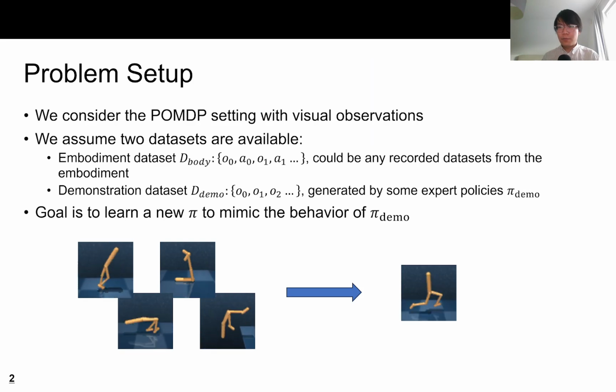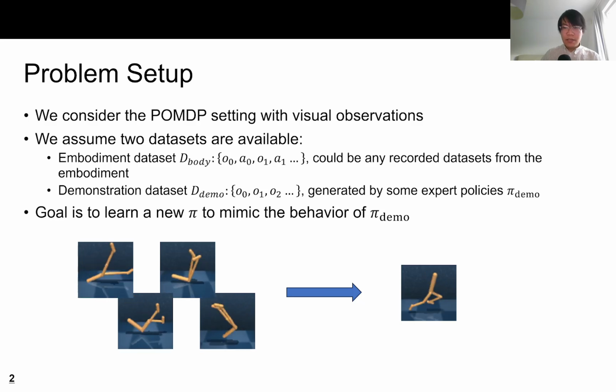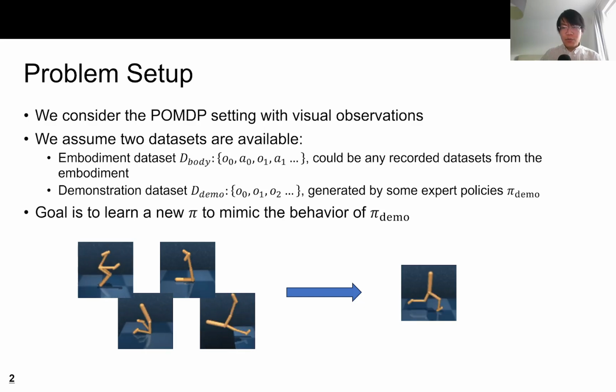First, let's talk about the problem we are trying to solve in this paper, imitation learning from observations. We mainly consider a case with visual observations, and the agent is given two datasets. The embodiment dataset contains trajectories with actions, which can be any dataset recorded from the embodiment. The dataset is used to let the agent make some understanding of the embodiment. And the demonstration dataset contains demonstrations without actions. The dataset is used to define the task we are interested in. The goal of this setup is to learn a policy to replicate the behavior of the demonstrator.